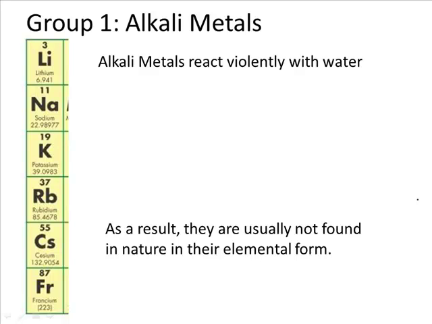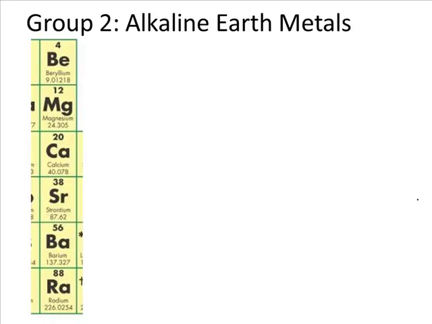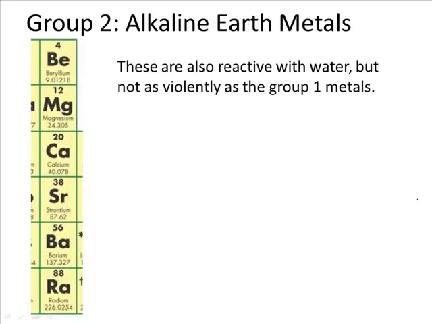Next to Group 1 is Group 2. Group 2 are referred to as the alkaline earth metals, and they're also reactive with water, but not nearly as violently or to the same extent as those Group 1 alkali metals. Group 2 includes beryllium, magnesium, calcium, strontium, barium, and radium. And there's something interesting that happens here.